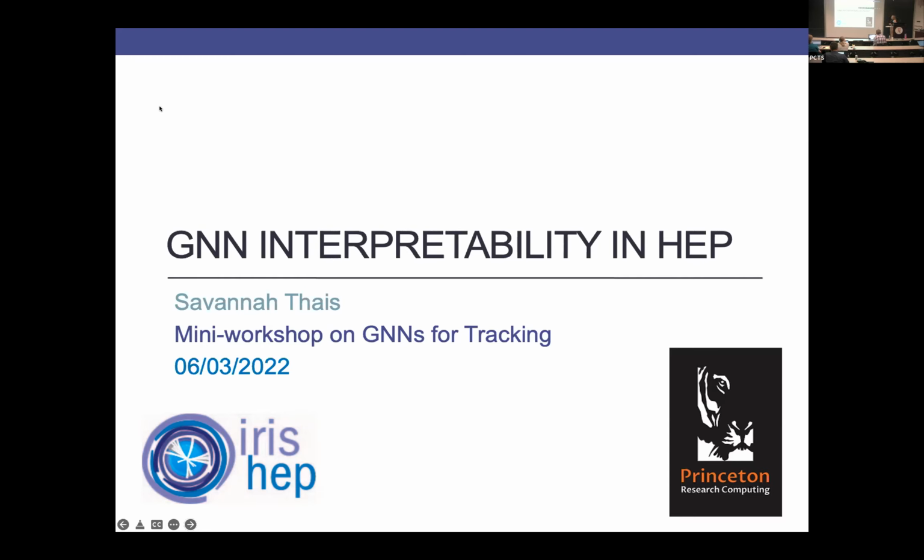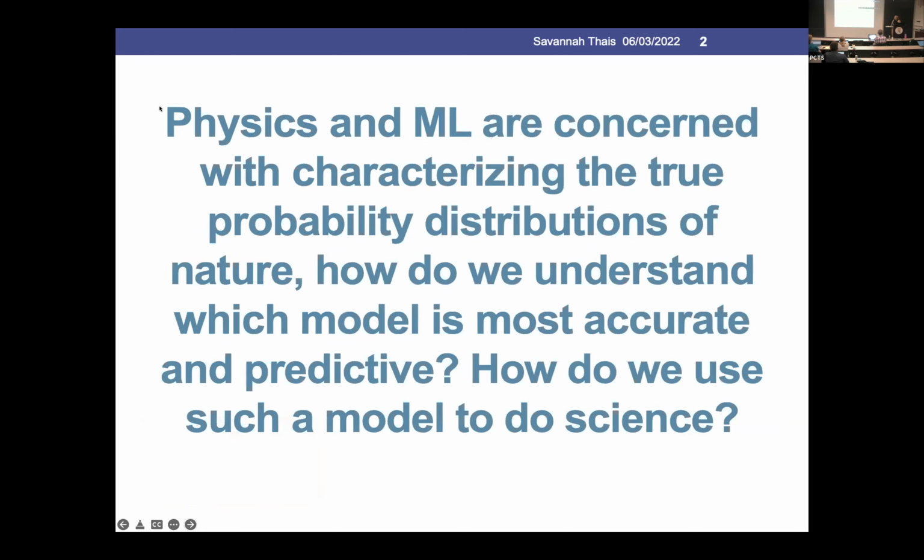I am going to be talking about graph neural network interpretability, kind of in HEP and kind of not, as we'll see.